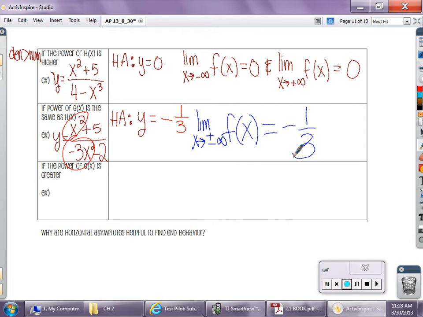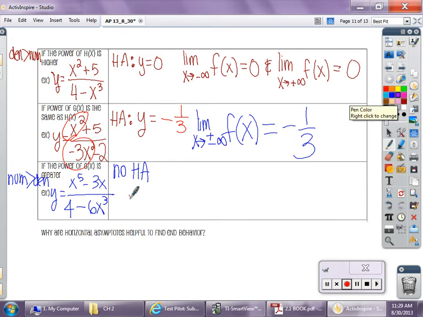And then when the power of g of x, which is the numerator, is greater, so let's do y is equal to x to the 5th minus 3x all over 4 minus 6x cubed. Trying to do smaller equations so they fit. Well, what happens with those? There is no horizontal asymptote. Some of you are going to think slant asymptote, but this one's not even a slant asymptote. And I don't care about the slant. I care about if there's a horizontal asymptote or if there isn't. Slant gets put into a category. The category is not horizontal.